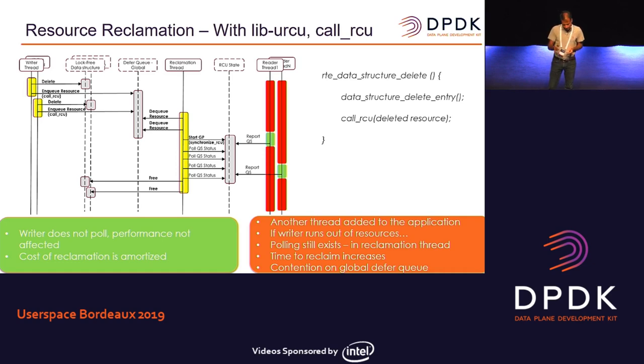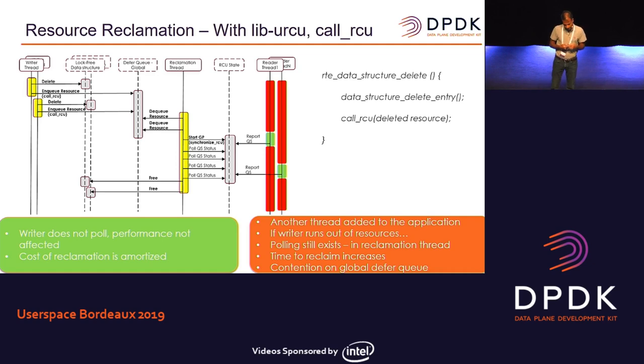Polling still exists, but it exists in the reclamation thread. There's a reclamation thread and the readers who are continuously accessing the RCU state. That problem still exists. The other problem that I see is time to reclaim the resource increases, because now you are enqueuing your resource onto a defer queue, and the grace period does not start immediately after delete. It starts at a later point whenever the reclamation thread wakes up. So your time to reclaim the resources increases.